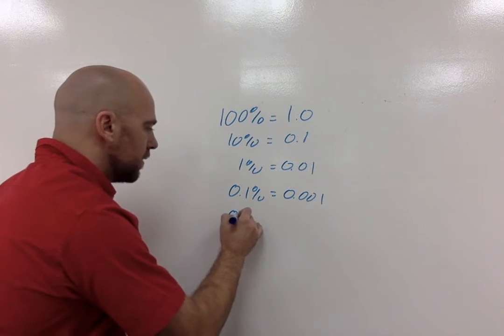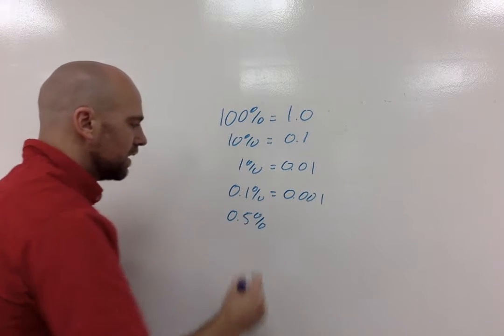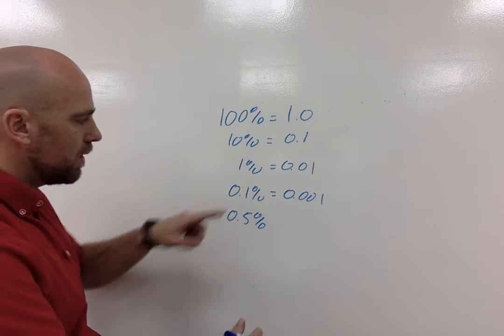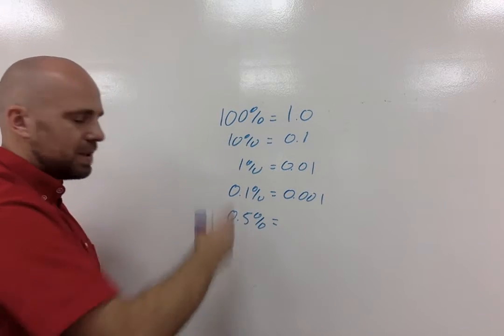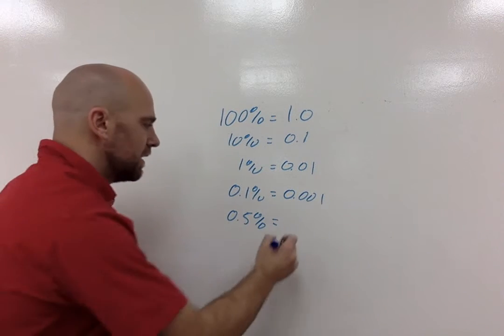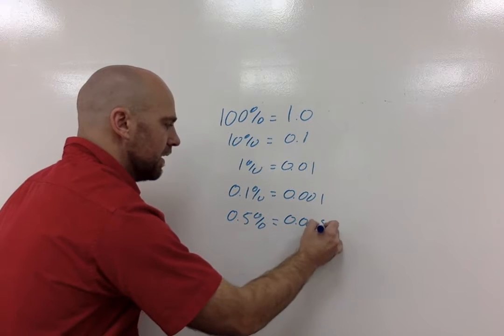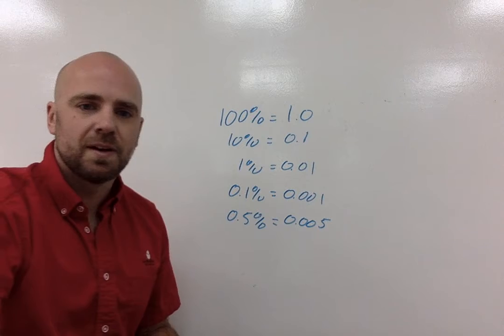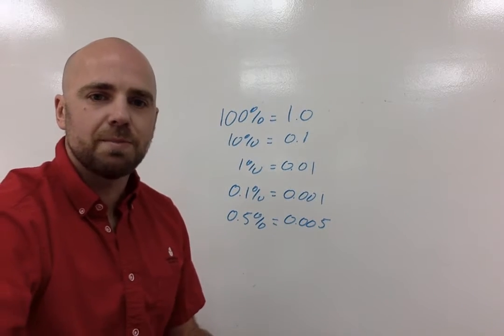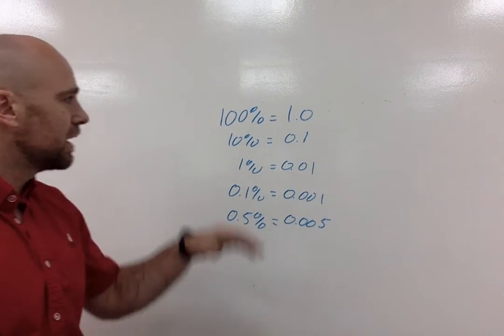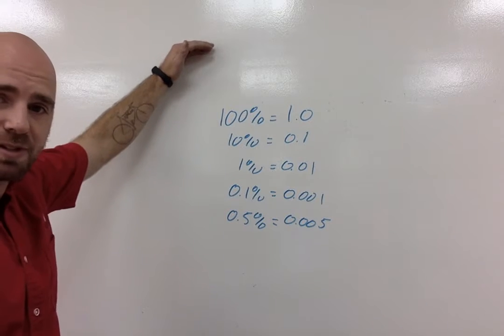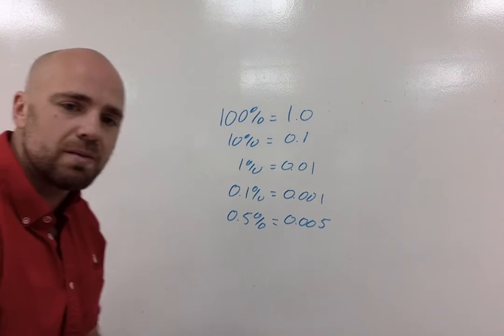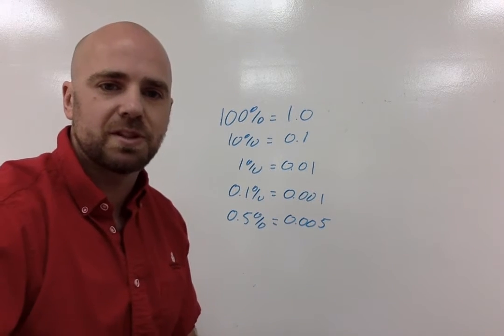What if I had 0.5%? It's connected to the 0.1, where the decimal is in the same spot. It's just a different number, so 0.005. The only thing that's different is the number. When we're talking about percentages, we're going to be talking about stuff that's over 100% and also less than 1%. So we're going to be dealing with a whole bunch of different things.